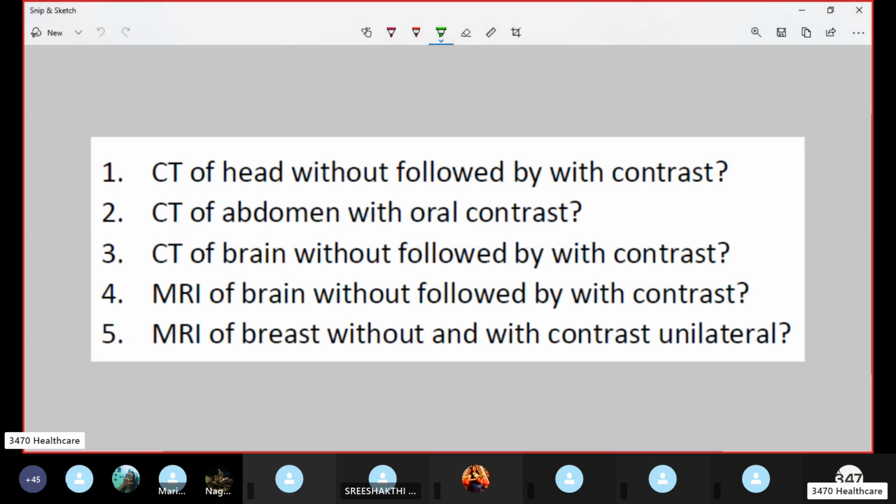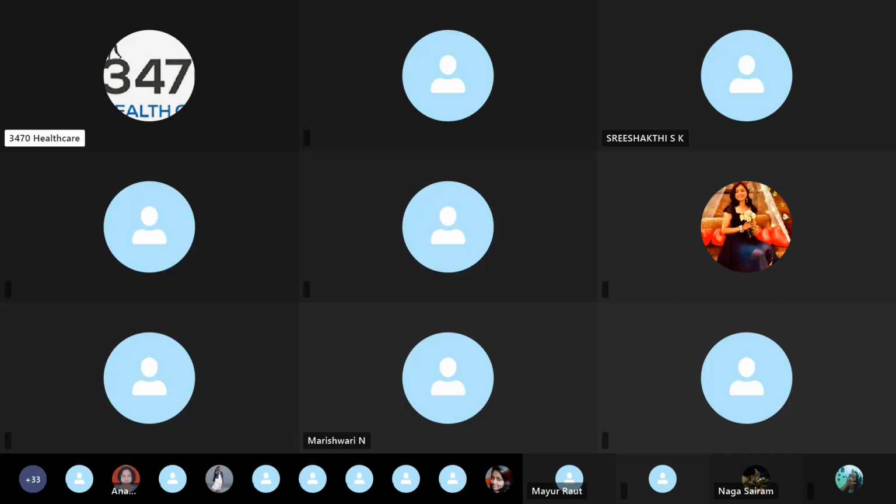Guys, I'm going to give. So CT scan under, you can look the location. For breast procedure, breast under MRI, you can search, you will get.